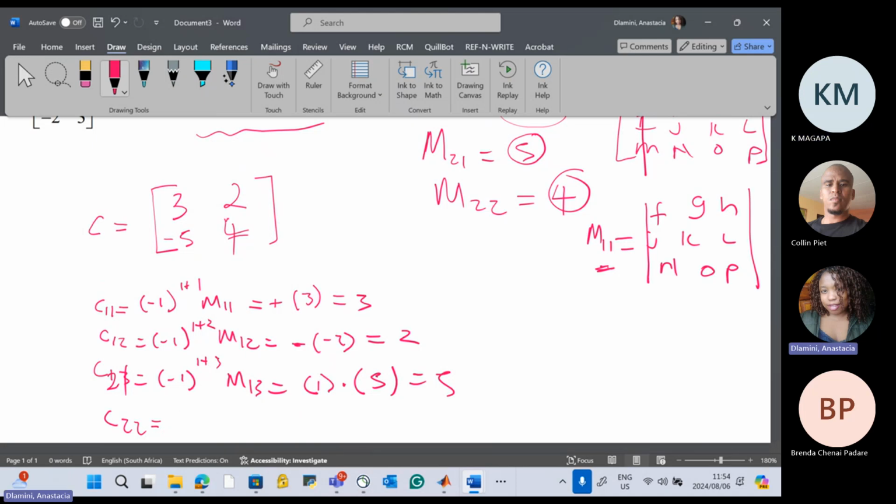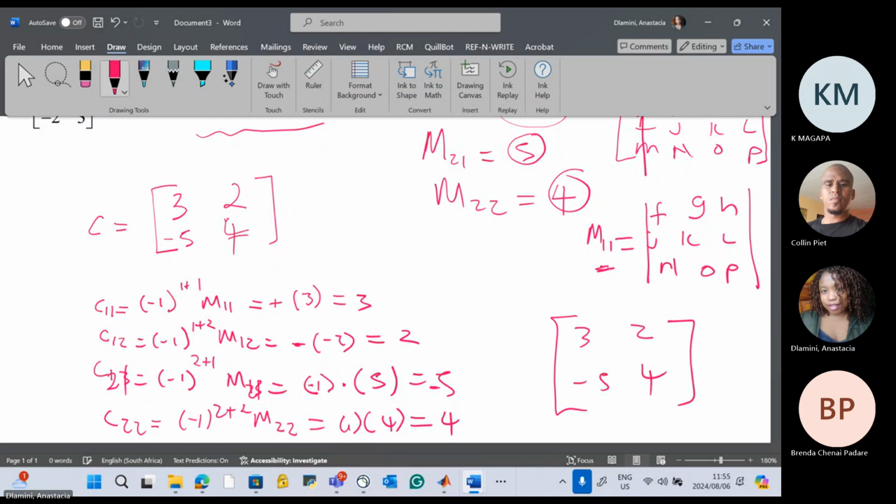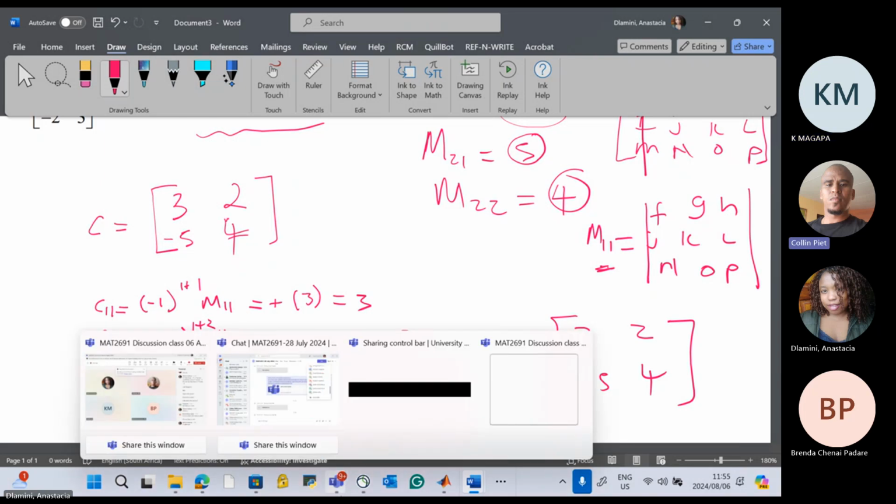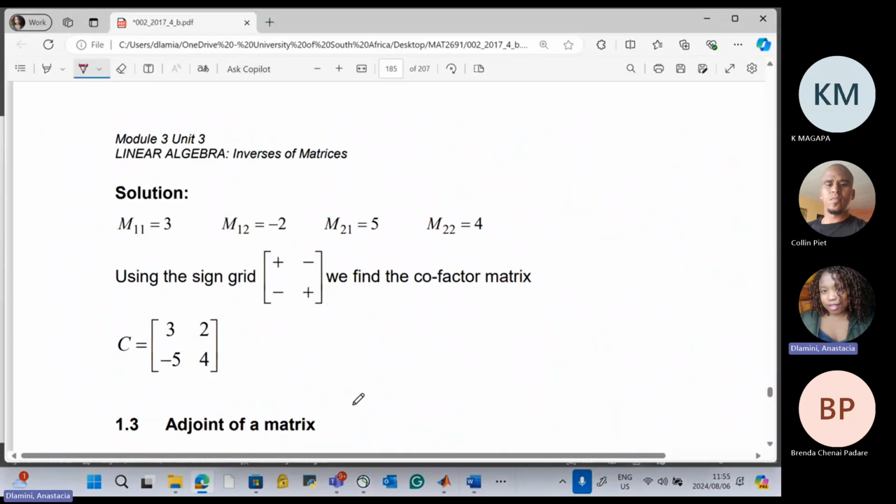what am I saying, guys? So this is 2 plus 1. This is -1, so this is -5. And then this is 2, so it's (-1)^(2+2), which is positive 1 times 4, which is equals to 4. Do you see I didn't use the grid? You can do that. Are we all together in this? Yes, ma'am. Thank you very much.